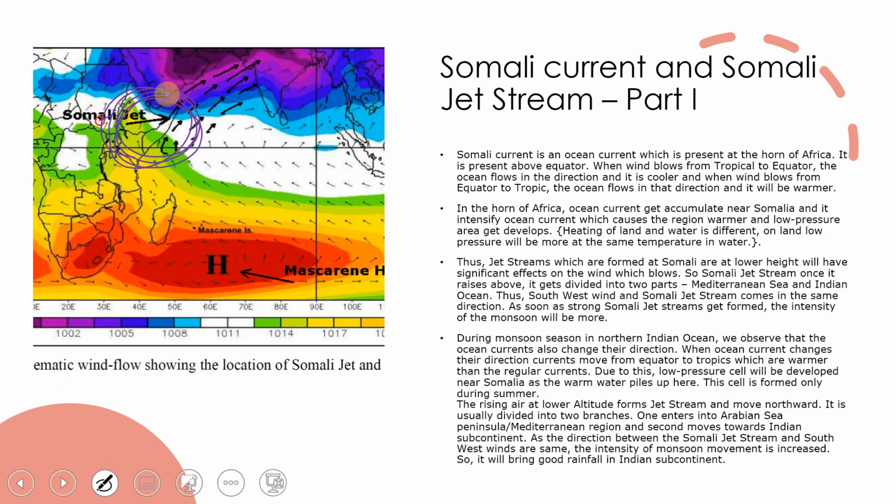What happens in the Horn of Africa? Your water will get accumulated and heated up. Just note one thing: when a temperature like 20 degrees Celsius is heating a land and when 20 degrees Celsius is heating water, your land will be heated early, your water will not be heated as much. Just keep that in mind. So your land will be heated, the intensified ocean current makes the region warmer, and a low pressure area will develop in the Horn of Africa region.